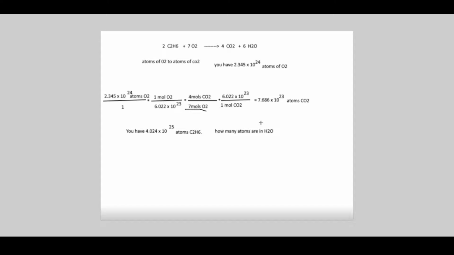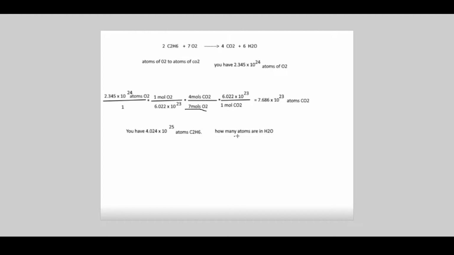7.686 times 10 to the 23rd power. Now, I think this should have been 7.6857 or 5 something, but it rounds up to 6. Because there's only 4 numbers here, it's only 4 sig figs.